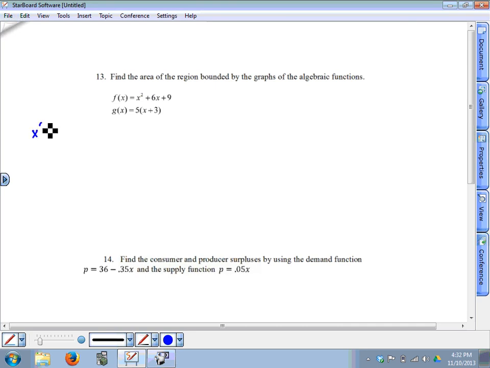So x squared plus 6x plus 9 equals 5x plus 15. This is a quadratic equation that hopefully we'll be able to solve by factoring. So we get one side equal to 0. So it's going to be x squared plus x minus 6 equals 0, which factors into x plus 3 times x minus 2 equals 0.